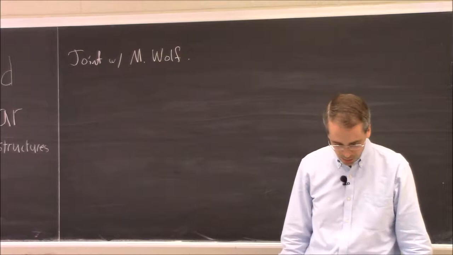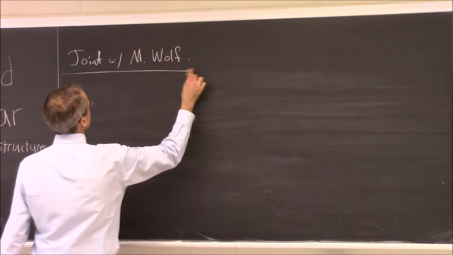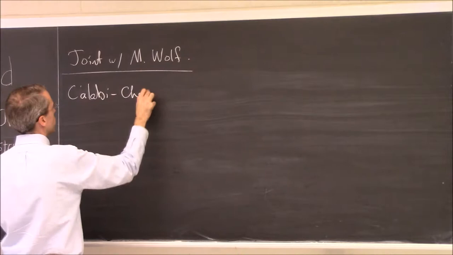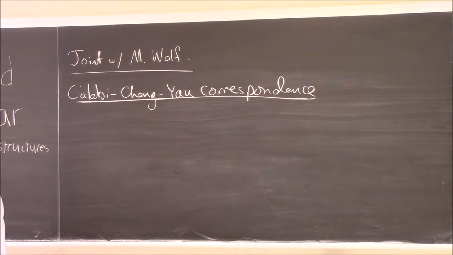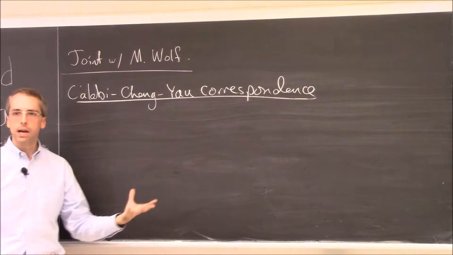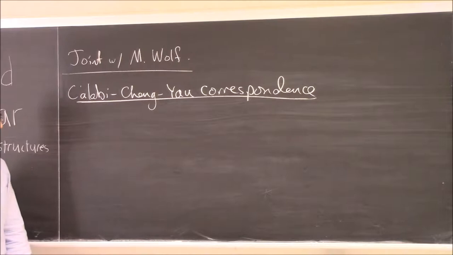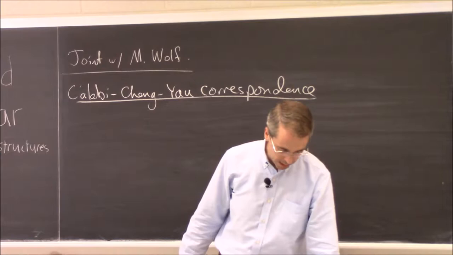So the first thing that I want to tell you about is what I'll call the Calabi-Chang-Yao correspondence. This will be sort of setting the stage, and then I will state the main theorem. The main theorem will have some object in it that I haven't defined yet, so I'll spend the rest of the time explaining what that object is. And maybe, who knows, I'll get to give you some hints about how the proof goes. But without that object in play, it wouldn't make any sense.